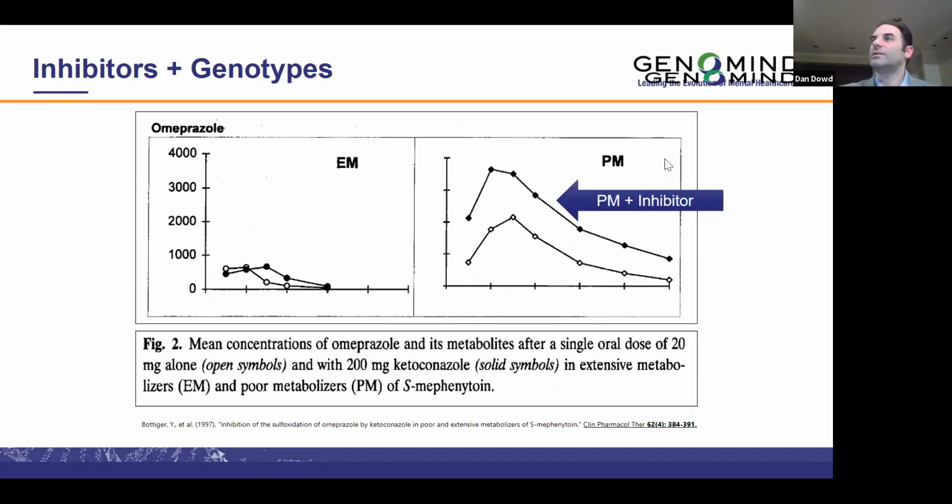Now, what if you did that in a poor metabolizer? If we give omeprazole to a poor metabolizer, we see elevated blood levels. It's exactly what we expect. But if we give omeprazole to a poor metabolizer that's also taking ketoconazole, we see even more dramatic increases in blood levels. So it's not just drug-gene interactions. It's not just drug-drug interactions. It is everything. All of these parameters interact with each other and can cause significant changes in blood levels.